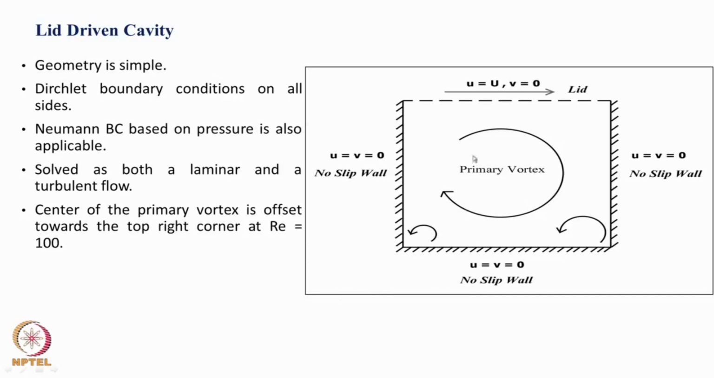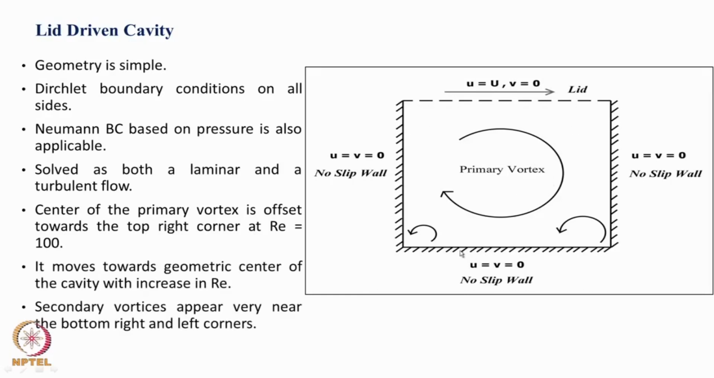As I mentioned in the beginning, you have a primary vortex formed and you have a vortex formed at these two corners. Now, depending on the Reynolds number, the primary vortex either stays at the center or it moves to one corner. Secondary vortices appear very near the bottom right and left corners.